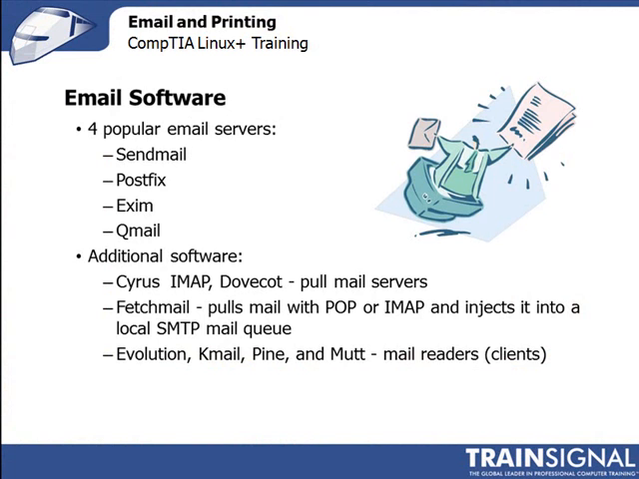So we've talked about the function of pull mail servers and how they initiate email receipt. There are two packages that are common, Cyrus IMAP and Dovecot. Next we have Fetchmail, which is used in those cases when you want to use a variety of email clients, or if you want to run your own SMTP server or a POP or IMAP server to deliver local network mail. Fetchmail pulls mail with POP or IMAP and injects it into a local SMTP mail queue. You probably won't use this option very often.